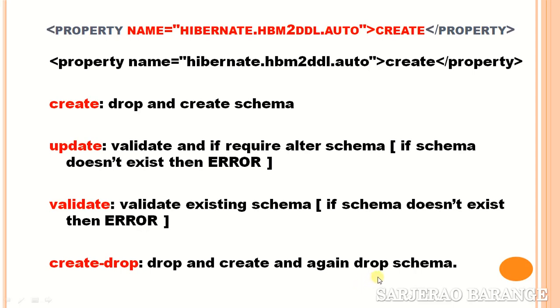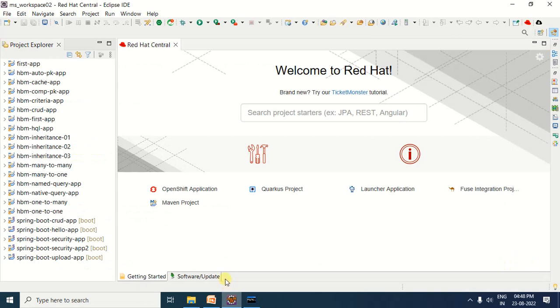Now let us discuss all these things practically. Okay, so to discuss this hbm2ddl.auto property practically, I will use the already created Hibernate application that we created in the previous lecture, lecture number 4. If you don't know how to create that Hibernate application, you can refer to video number 4.